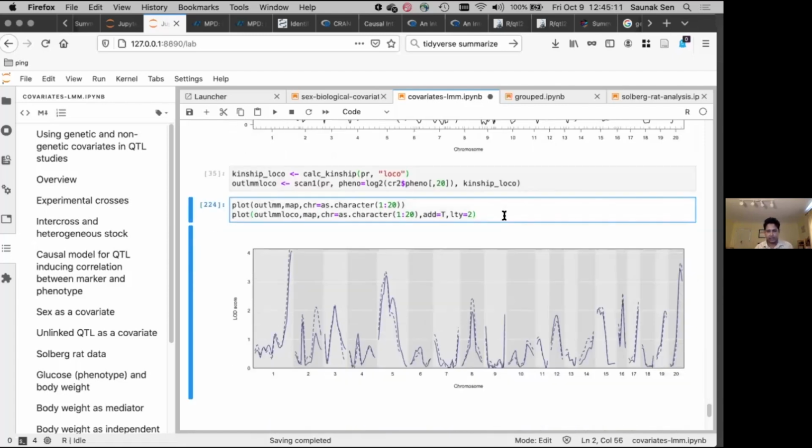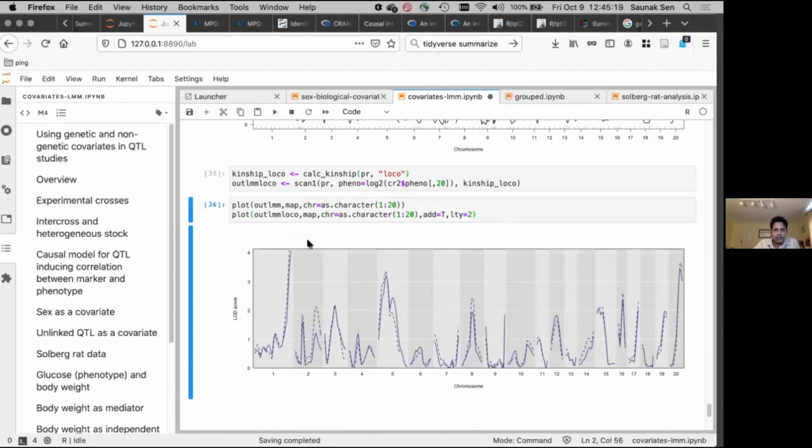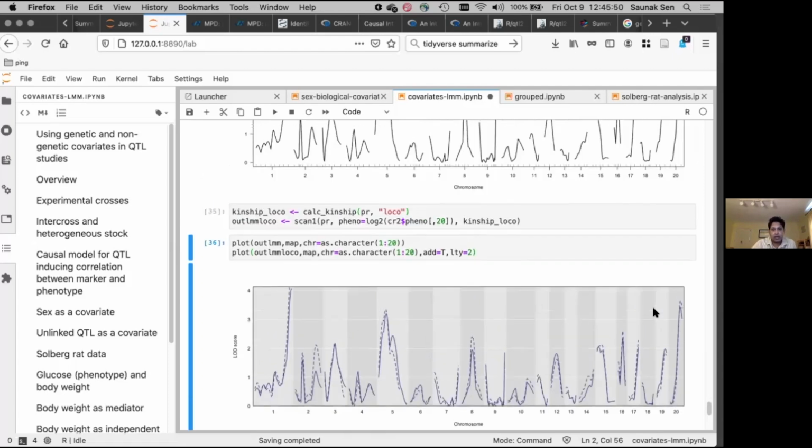And here is what that looks like. The dotted line is the one with LOCO, and the solid line is the one without LOCO, that is using the kinship using the entire genotypes. And in this case, except for chromosome 2, maybe a little bit of chromosome 1, there isn't much of a difference between these two approaches. So that's the summary of how we might want to use linear mixed models to adjust for genetic covariates unlinked to the loci of interest.